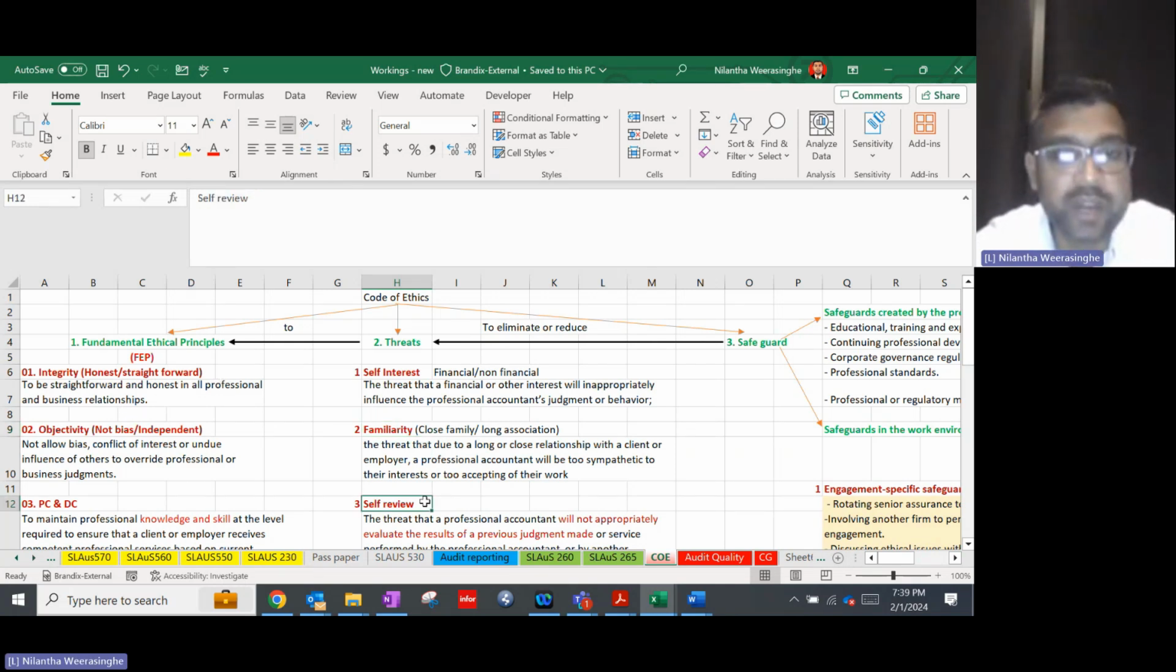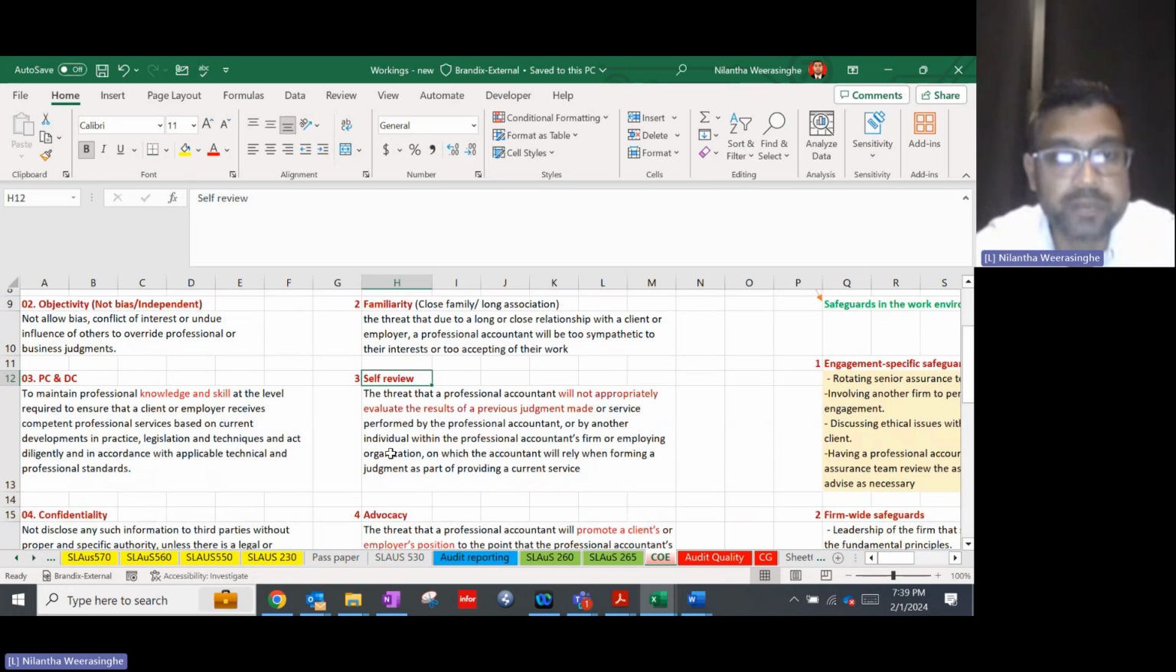Now, self-review threat, the third one. Self-review threat means you are auditing your own work. In Sinhala there is a good saying for that. What is it? That kind of work. Example.